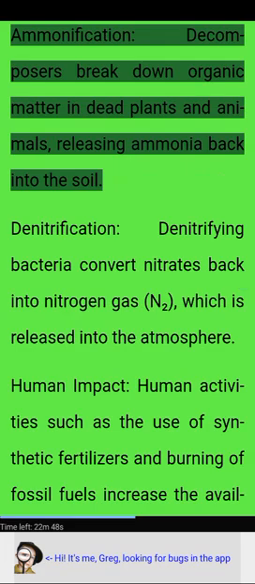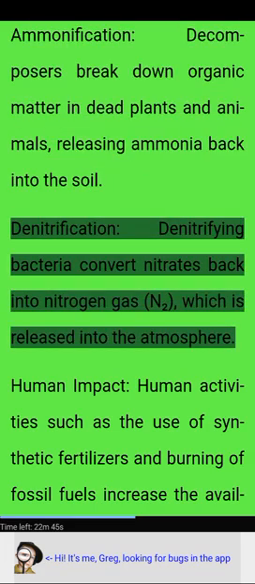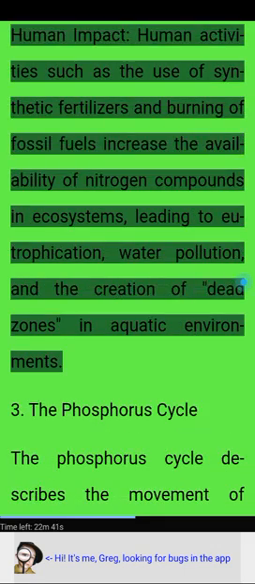Ammonification: decomposers break down organic matter in dead plants and animals, releasing ammonia back into the soil. Denitrification: denitrifying bacteria convert nitrates back into nitrogen gas (N2), which is released into the atmosphere. Human impact: human activities such as the use of synthetic fertilizers and burning of fossil fuels increase the availability of nitrogen compounds in ecosystems, leading to eutrophication, water pollution, and the creation of dead zones in aquatic environments.